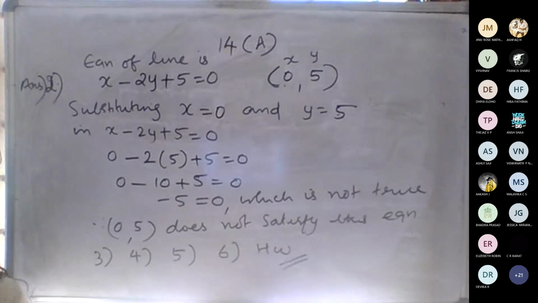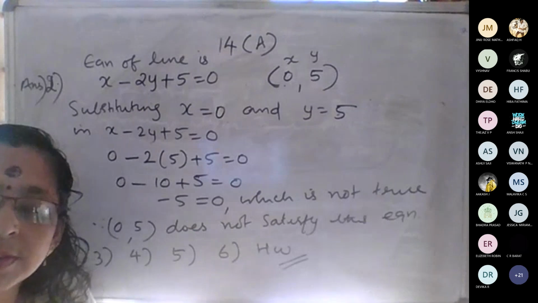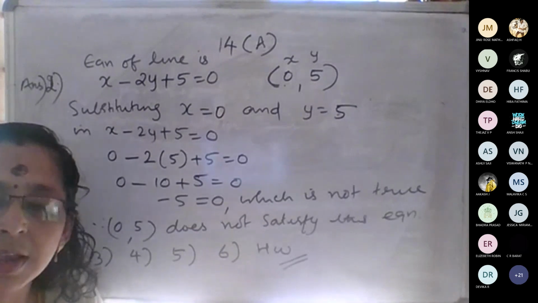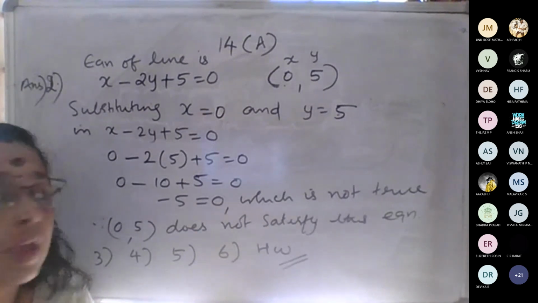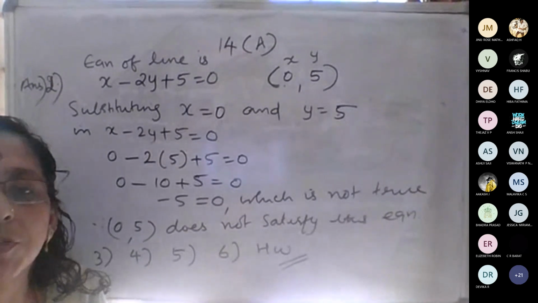The next, third question. The line given by the equation 2x minus y by 3 is equal to 7 passes through the point (k, 6). Calculate the value of k. So how can we say? Same, the equation of the line is given. Instead of x and y, we want to substitute. Instead of x, we can substitute k. Instead of y, we can write 6. From there, we will get the value of k.